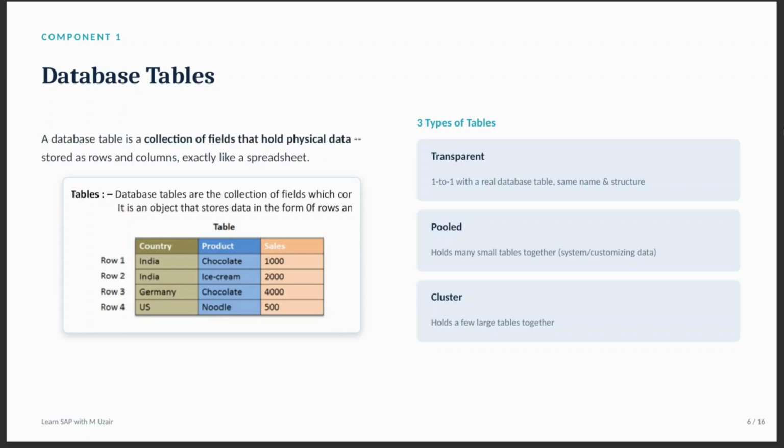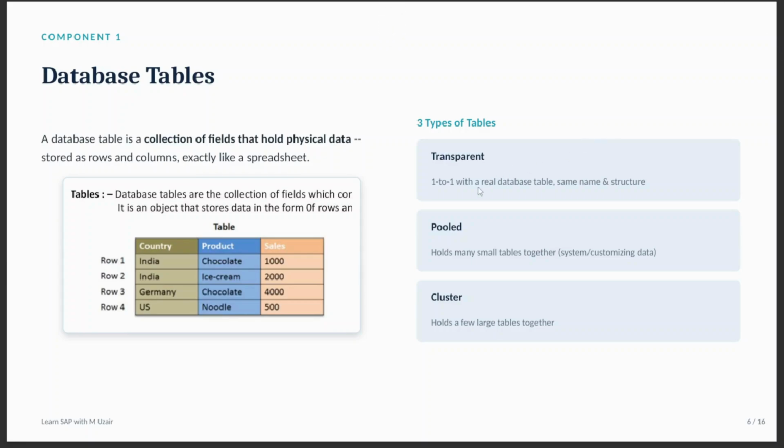Pool tables are a bundle of many small tables together. Okay, so what does this mean? We are connecting multiple small tables, or a large number of small tables, in a single table, which is called a pool table, typically for system or customizing data. And a cluster table is a bundle of a few large tables together. Are you getting the difference?